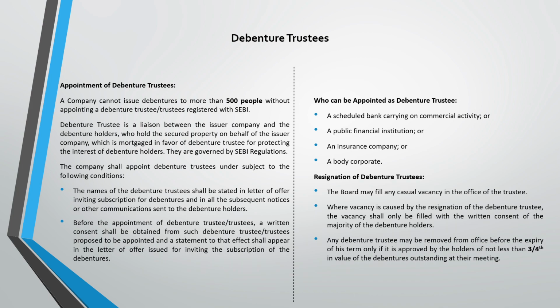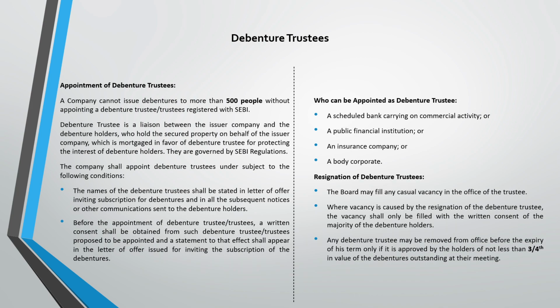Now the question arises, who can be appointed as a debenture trustee? SEBI has authorized 4 categories of people who can be appointed as debenture trustees. That is a scheduled bank, a public financial institution, an insurance company, or a body corporate. Only these 4 categories can apply to be a debenture trustee.